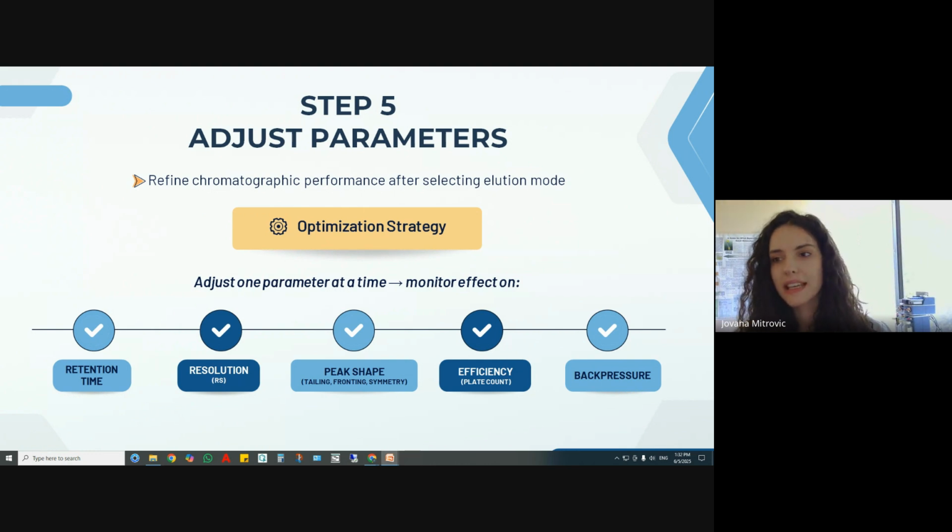We have to monitor some key indicators, such as retention time, how long our analytes stay on the column, resolution, how well peaks are separated, peak shape, we have to watch for tailing, fronting, or symmetry, efficiency, measured by plate count for how sharp or defined peaks are, as well as back pressure to ensure that system pressure remains within safe limits. And by isolating variables, you build a robust, reproducible method step by step. It's a systematic approach to fine-tuning, which ensures your method remains stable and reliable over time.